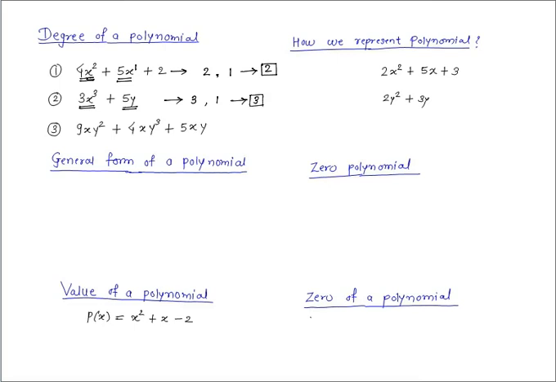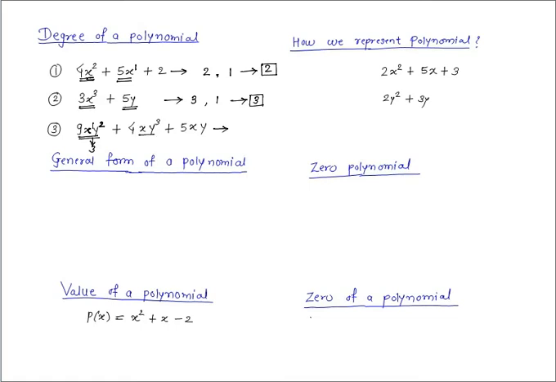Now let's take the third example. In this we can see two variables are involved in each term, x and y. So how to calculate the power of the variable in the first term? It is the sum of the powers of the variables. So what is the power of x here? It is 1. So what is the sum of the powers of the variables? 1 plus 2, it is 3.